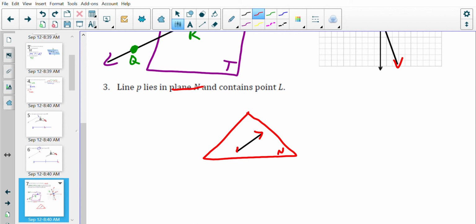So arrows both directions, line P. So line P lies in the plane and contains point L. So that means the point is directly on the line. So I can pick any spot on the line and put point L. So there are figures of lines, planes, and points, as well as how to construct a line segment and double the line segment using compass and ruler.